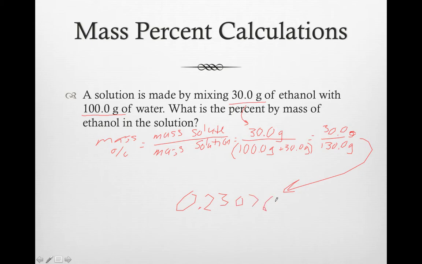0.23076. I would tell you to do two decimal places on a percentage. We're going to take this times 100 because we have to get it to percent. It's going to be equal to 23.08% ethanol in this solution. So you calculate the percent of ethanol in that solution, which is 23.08%.